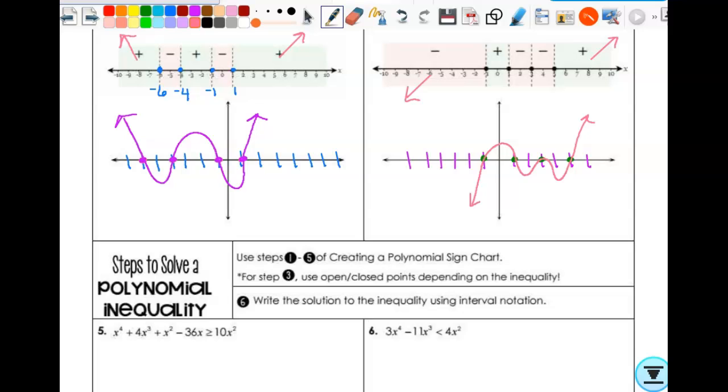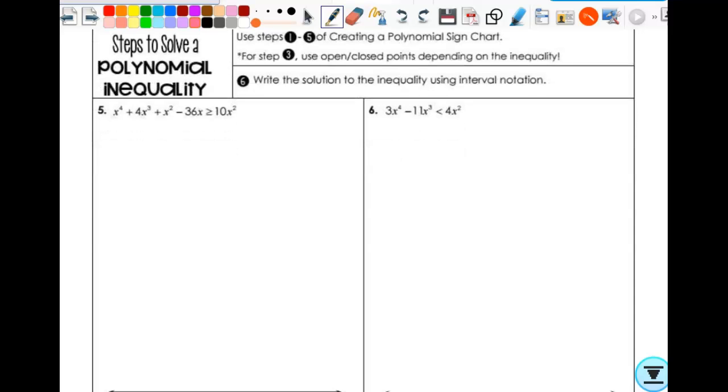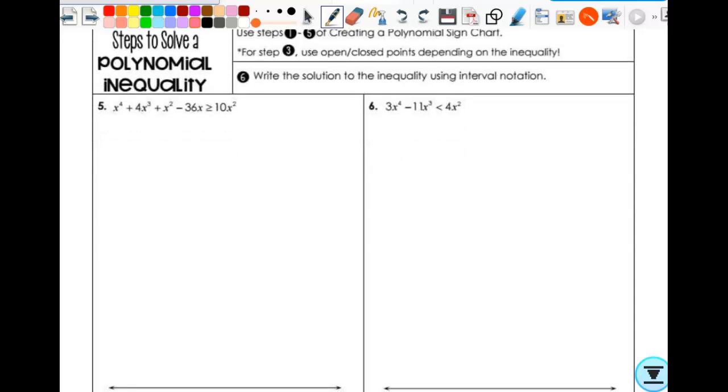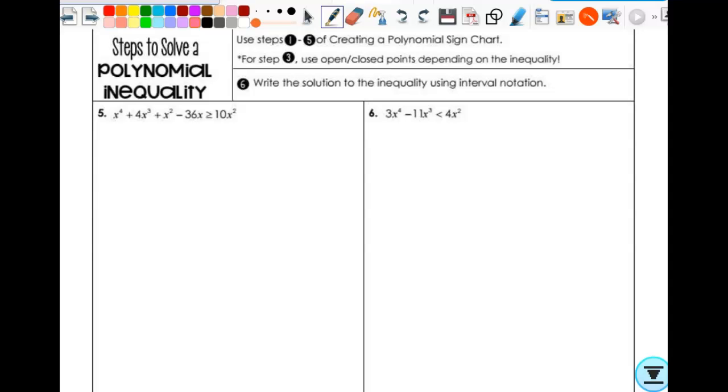We good? Okay. All right, so now let's talk inequalities, which is kind of more where this is all leading. The steps are the same, except for 3, we used opened or closed. We'll talk about that in a minute.